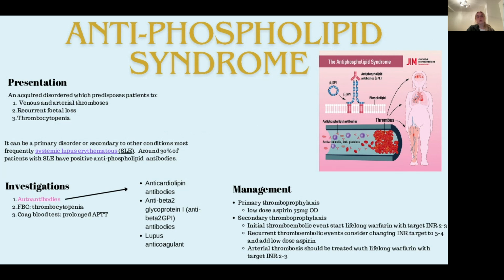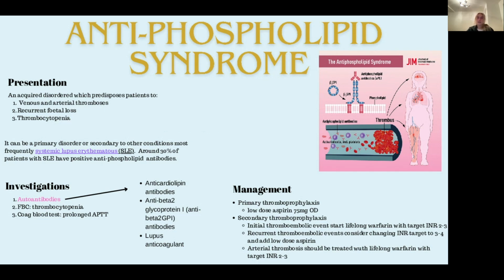I think the most important one to remember is your anticardiolipin antibodies with antiphospholipid syndrome. And when you're looking at questions like MCQ questions, look for details that they might have SLE in the background as well to help you be more confident with your choice. Other investigations: you could do a full blood count to look for thrombocytopenia, have a look at their platelets, and then do a coag, and they'll often have a prolonged APTT.